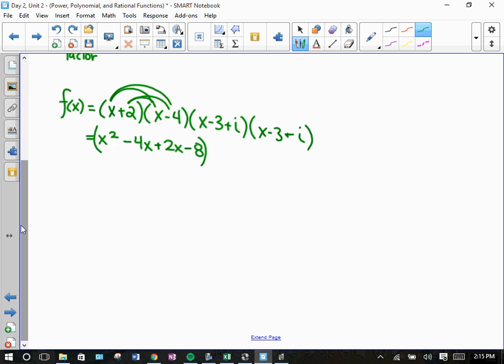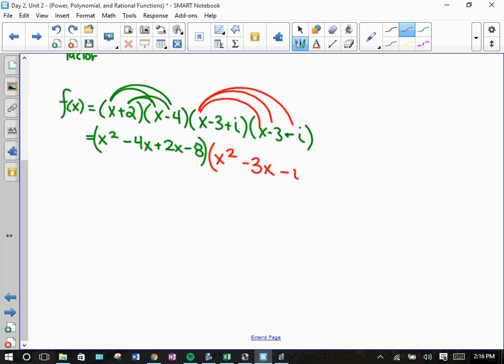I expanded those two. I'm always going to expand the complex zeros together. So what I mean by that is I'm definitely going to multiply this one by this one. So x times x is x squared. X times negative 3 is negative 3x. X times negative i is minus ix. Just treat i as a variable.